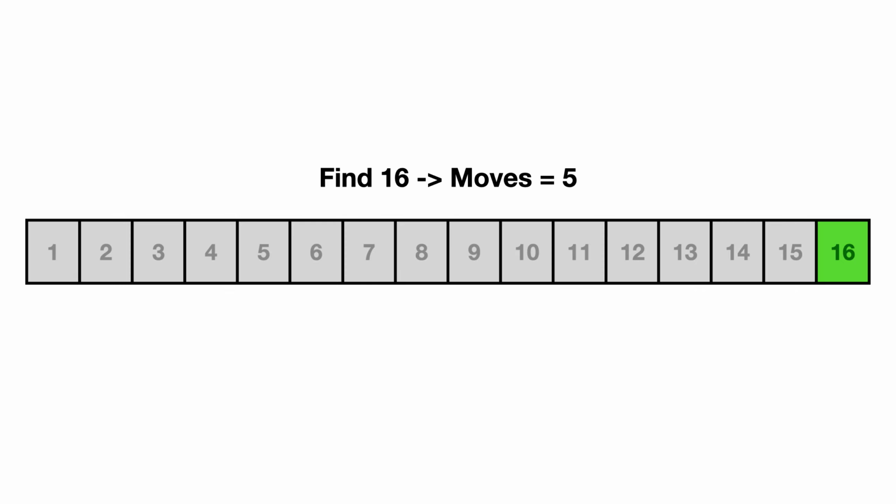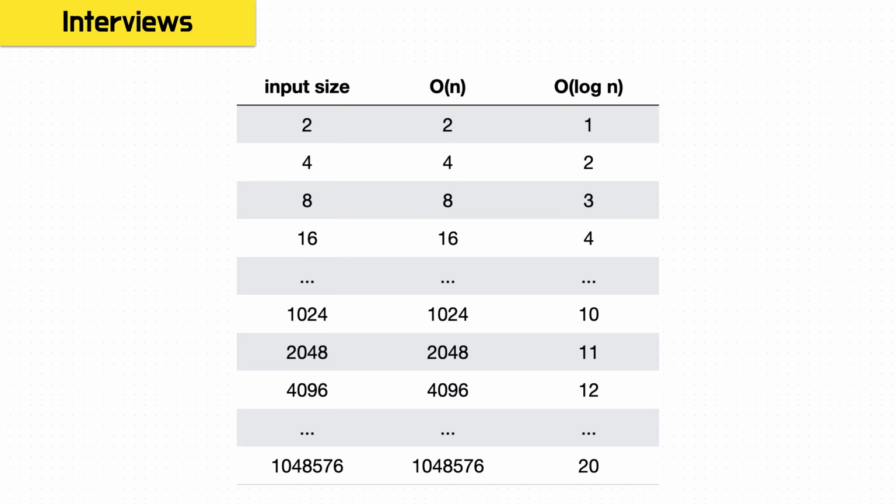So it took us 5 total moves to find our target, and that's because each time we skipped half of the array and we knew which direction to move because it was sorted. This is going to be much faster than the linear time, which would have to start at 1 and then go through all 16 spots. So let's look at some different input sizes and see how O of n linear time compares to O of log n. With an input size of 2, O of n is obviously 2, but then our log time is just 1 because 2 divided by 2 is 1.